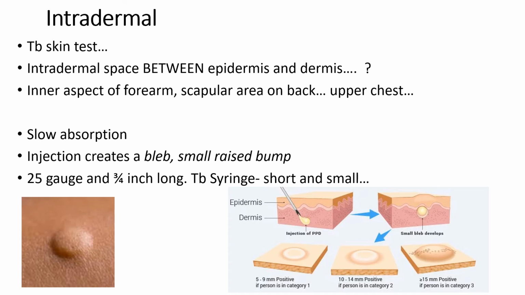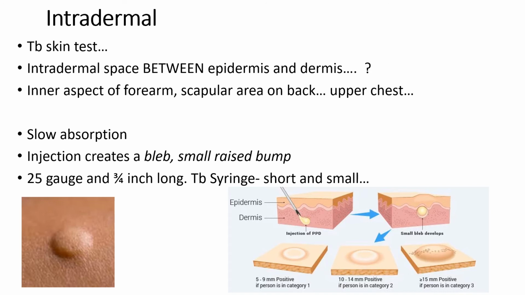Intradermal is a slow absorption method. That's where you hear me talking about that little bleb it creates. You'll see I have a picture here showing exactly what it should look like when you give an intradermal injection correctly. You're going to use that 25 gauge, very short, 3/4 inch needle. So short and small for TB testing.